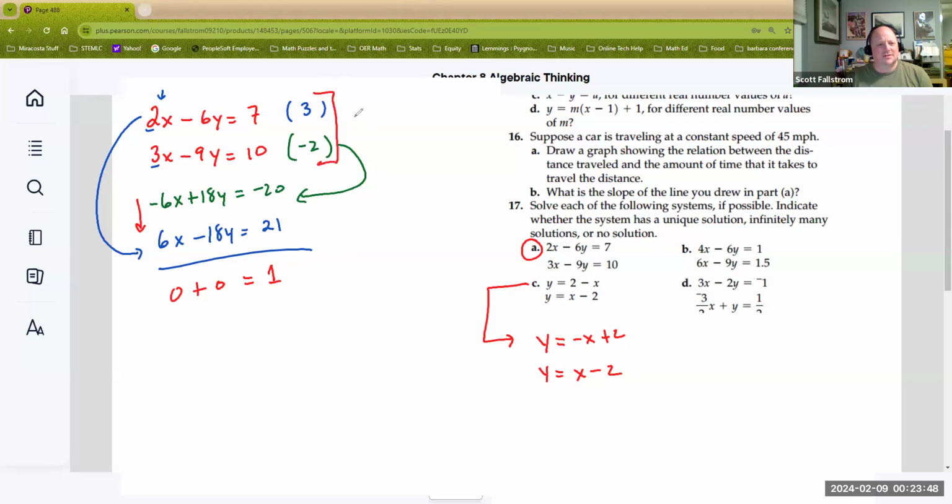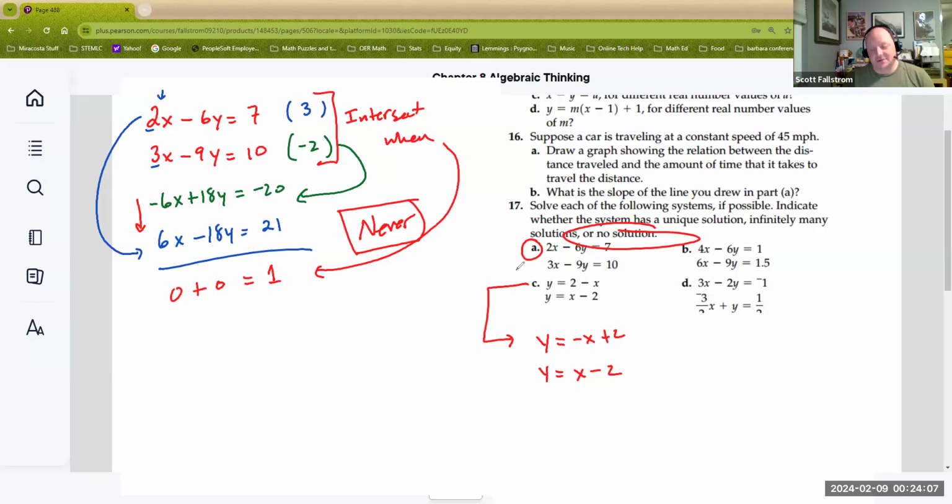So again, what are we saying? The two lines up here, they will intersect when 0 plus 0 equals 1. When does that happen? And hopefully you look at that and you say never, which means there is no solution. And whenever you graph two lines and there is no solution, you would say the lines are parallel. All right. So there we go.